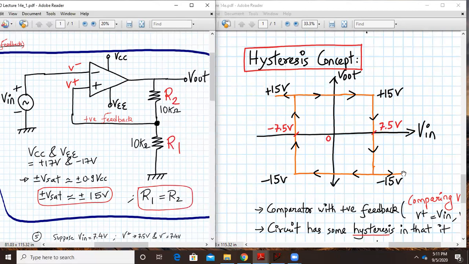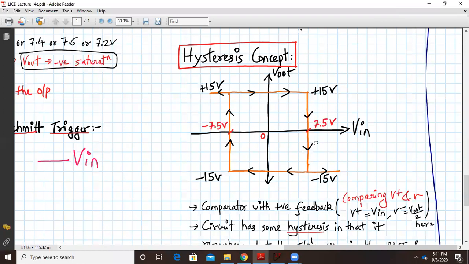Now, when V out becomes minus 15 volts, it will remain at minus 15 until V in becomes less than minus 7.5 volts. So you're following? We are going by this trend. You can see over here. And again, whenever V in becomes less than minus 7.5, the output switches back to 15 volts.